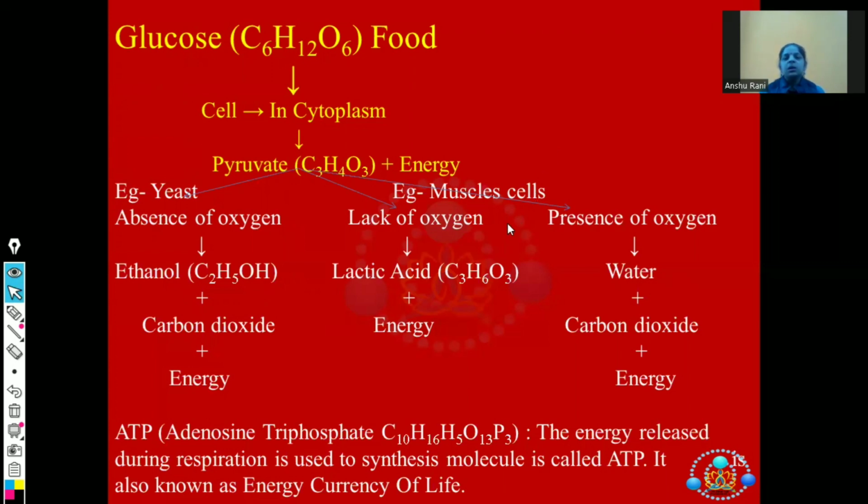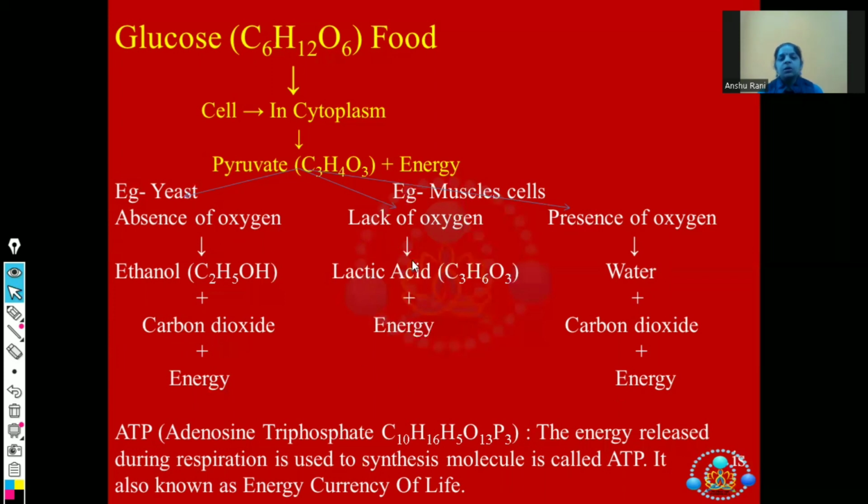In muscle cells, when there is a lack of oxygen, it is converting to lactic acid. This is the reason for our muscle cramps. And in the presence of oxygen, when it happens in the mitochondria, it is converting to carbon dioxide and energy. Means in the absence of oxygen this is taking place, and in a lack of oxygen this is taking place.